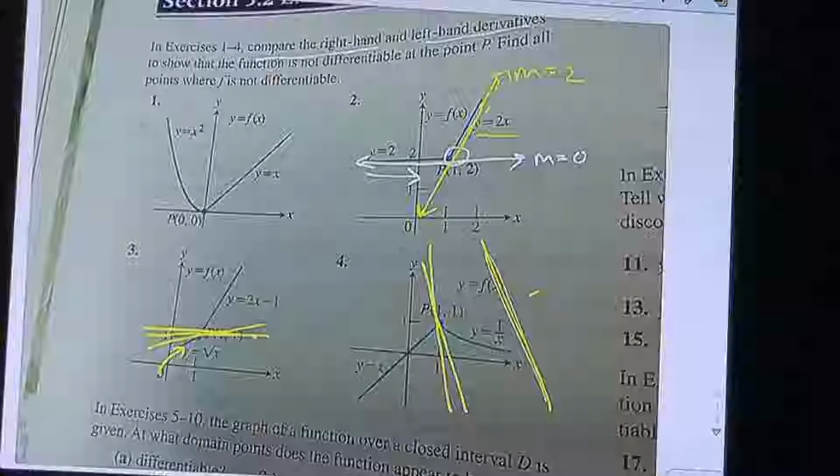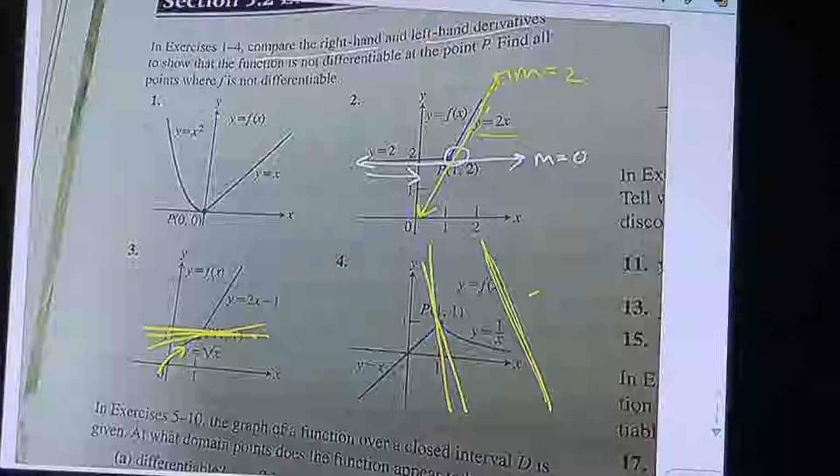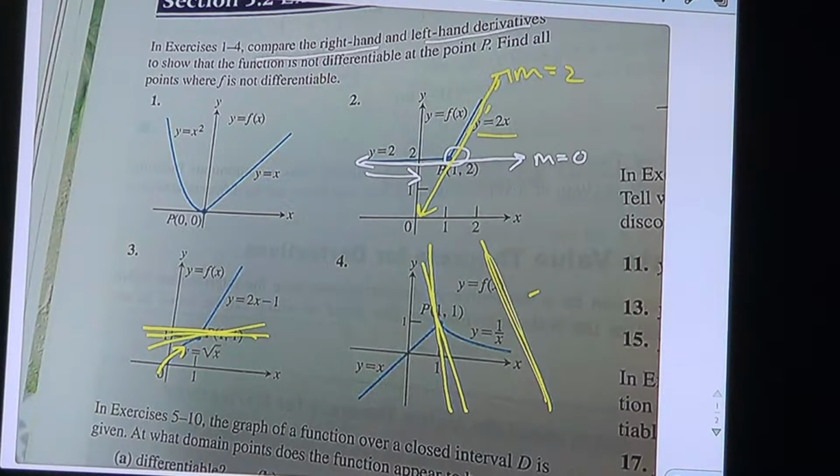Does that make sense? So on the curves, do we always find the tangent and see where the tangent is? Right, because this is saying compare the right-hand and left-hand derivatives. The derivative is the slope of the tangent line at that point. Okay.